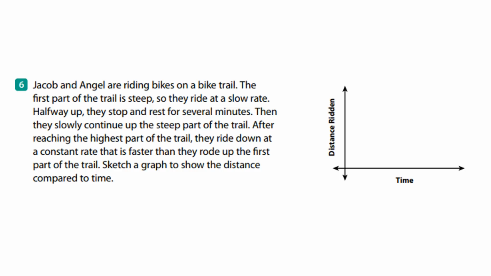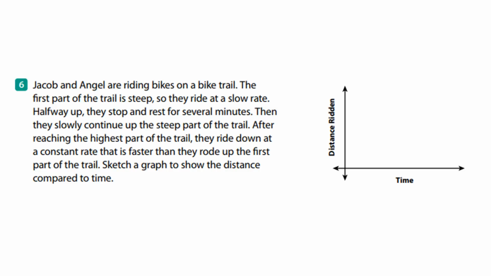Number 6. Jacob and Angel are riding bikes on a bike trail. The first part of the trail is steep, so they ride at a slow rate. Halfway up, they stop and rest for several minutes. Then they slowly continue up the steep part of the trail. After reaching the highest part of the trail, they ride down at a constant rate that is faster than they rode up the first part of the trail. Sketch a graph to show the distance compared to time.